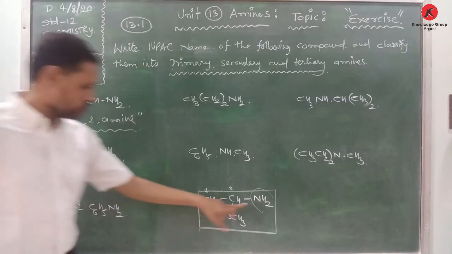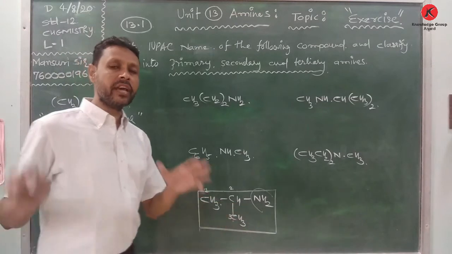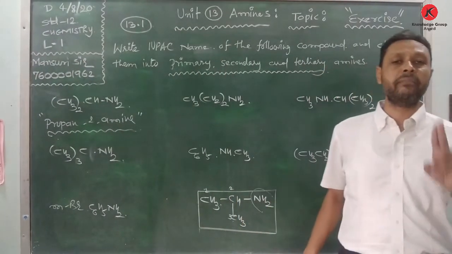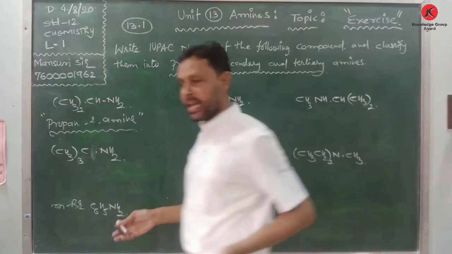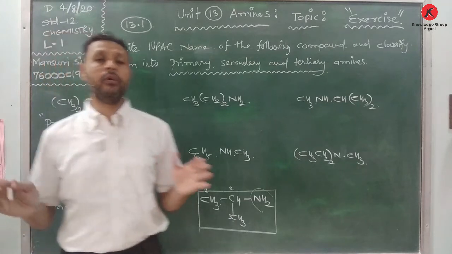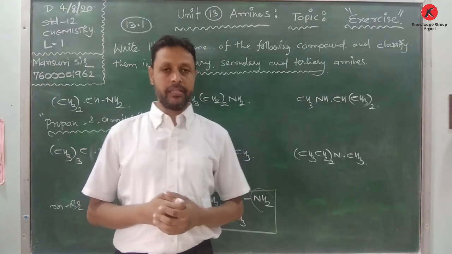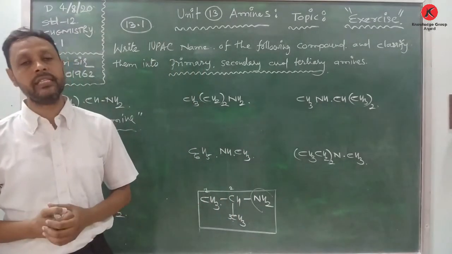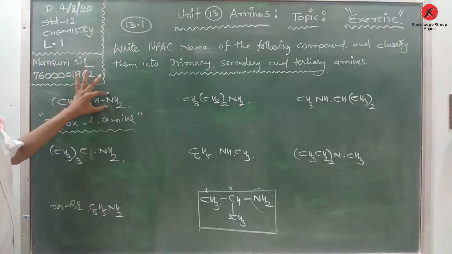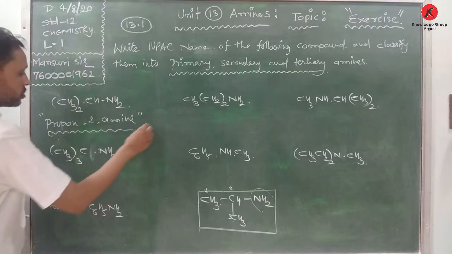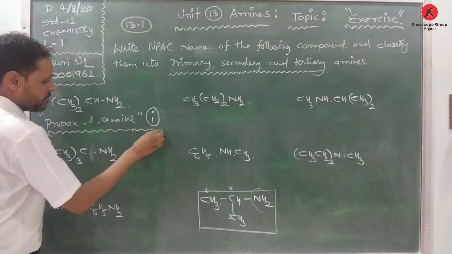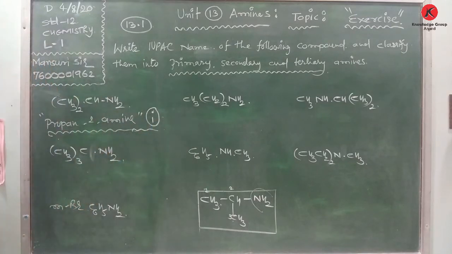This has NH2. If any amine compound contains an NH2 group, that means it is a primary amine. If only NH is there, that is called a secondary amine. And if you have only a nitrogen atom with no hydrogen, we can say that it is a tertiary amine. Here NH2 is given, that means it is a primary amine, a 1 degree amine. This is my primary amine.